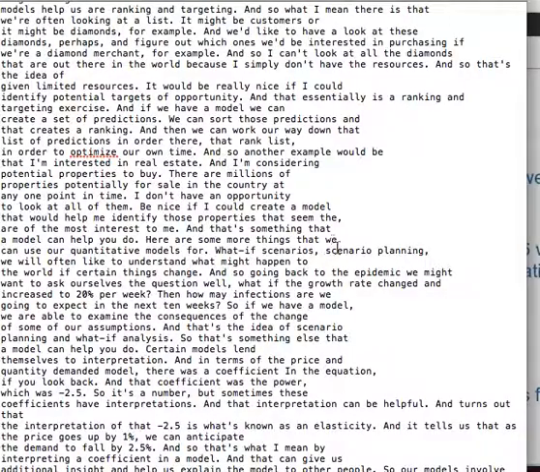Here are some more things that we can use our quantitative models for. What-if scenario planning: we will often like to understand what might happen to the world if certain things change.